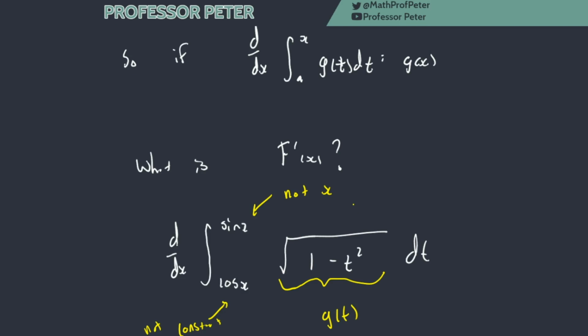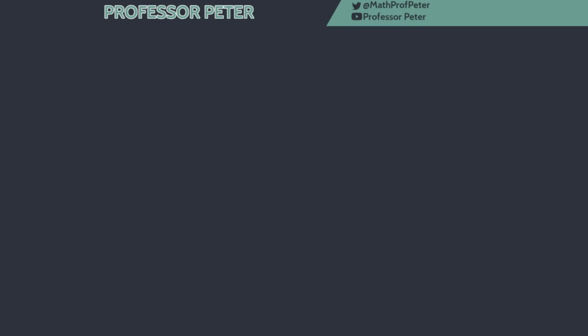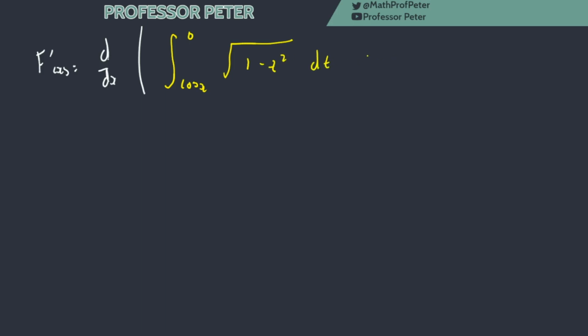So what we're going to do is use some more properties of integrals to split this thing up a little bit. So we'll say capital F prime of x is really equal to the derivative of, I'm going to split this up, my integral from cosine of x up to 0 of the square root of 1 minus t squared dt, plus the integral from 0 up to sine of x. So I've just cut this thing in half at 0 and split it into two separate integrals that I can add together.